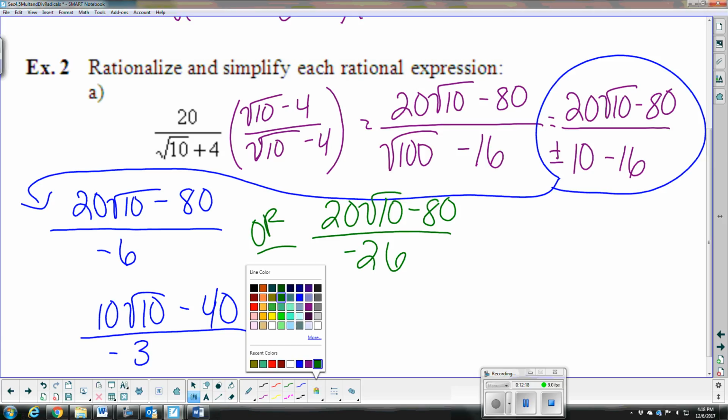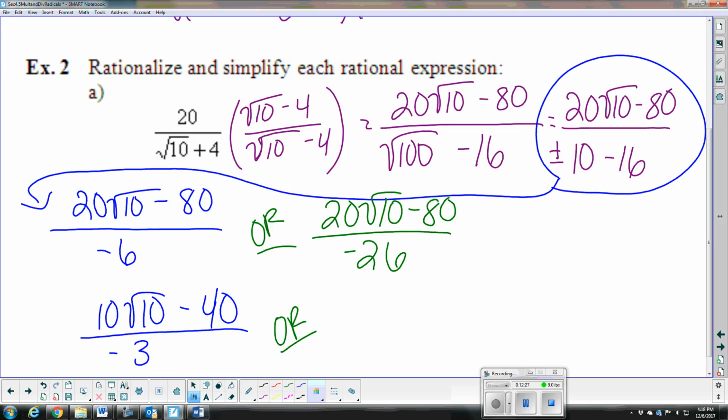Our second solution would be, again, I think 2 is our largest. So 4, we would have 10 times the square root of 10 minus 40 over negative 13. So you can't simplify either of those, it doesn't look like. So that's as simple as you can go.